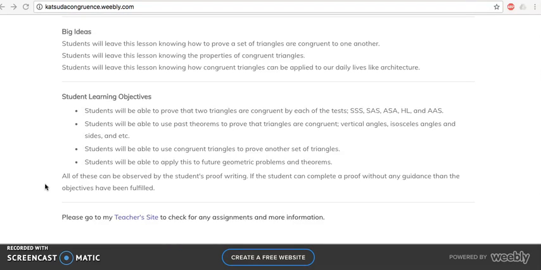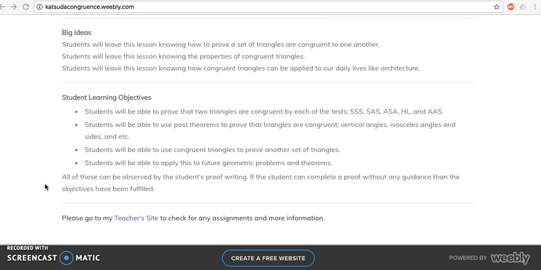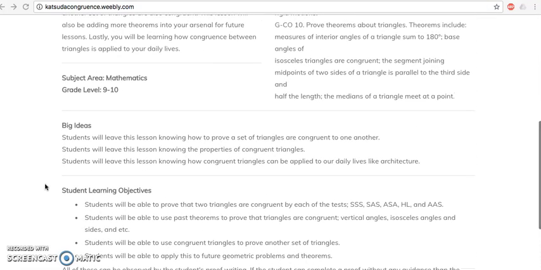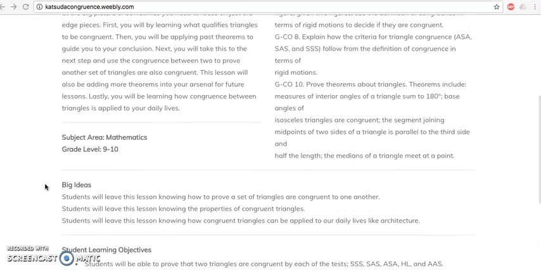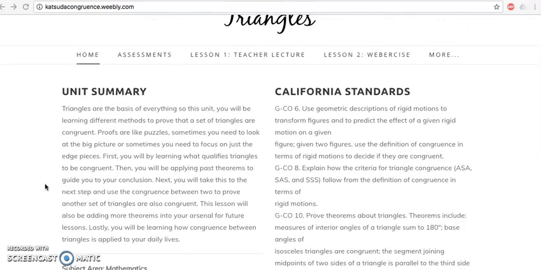All of these can be observed by students' proofwriting. If the student can complete a proof without any guidance, then the objectives have been fulfilled. So it's very important for me as their teacher to be very nitpicky on their proofwriting, just to make sure that they are critically thinking about how these 2 triangles are congruent and what theorems they can use to prove that these triangles are congruent. There are a lot of theorems that they already know, so it's a great way for them to really review what they've already seen.